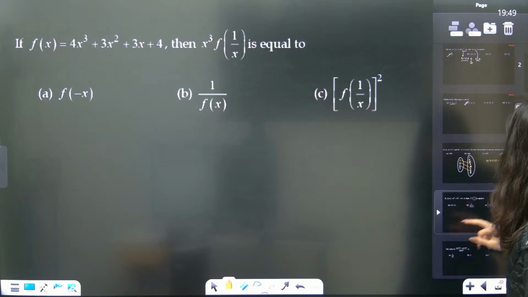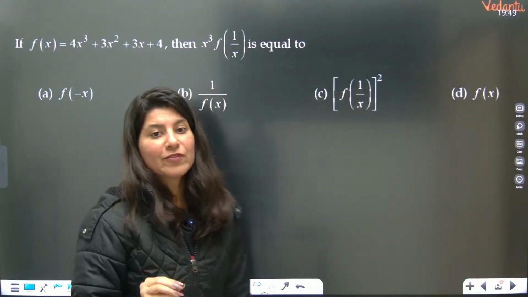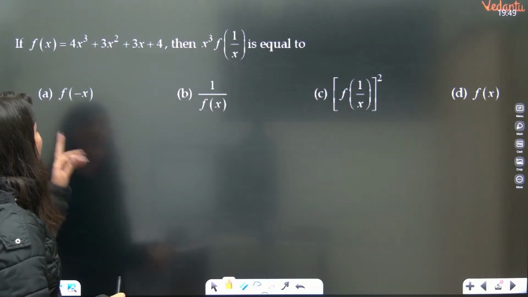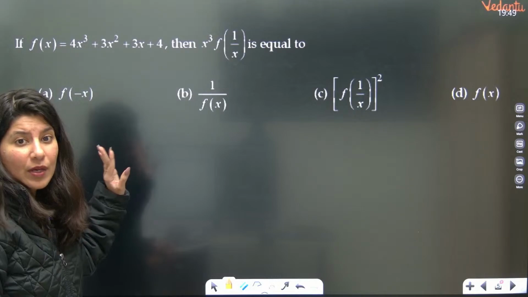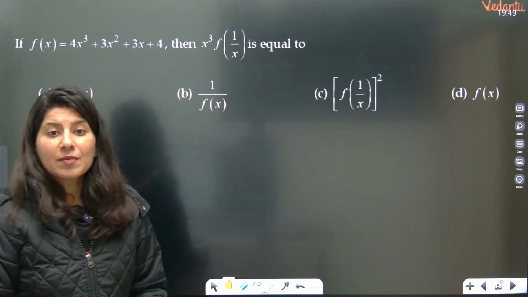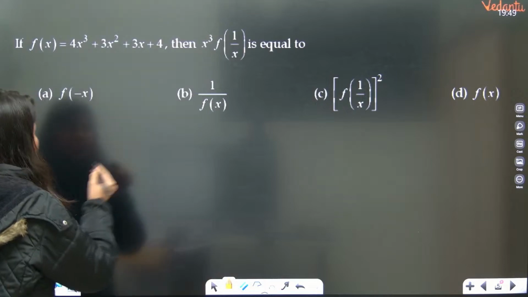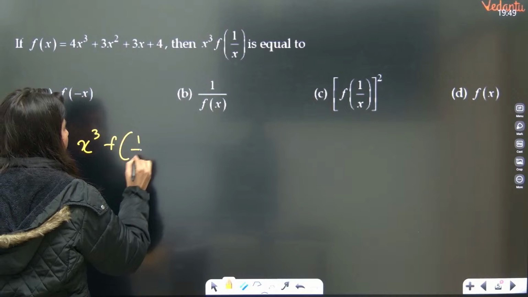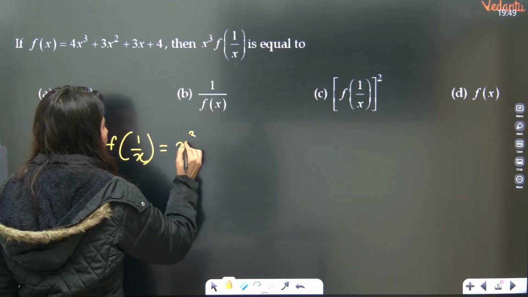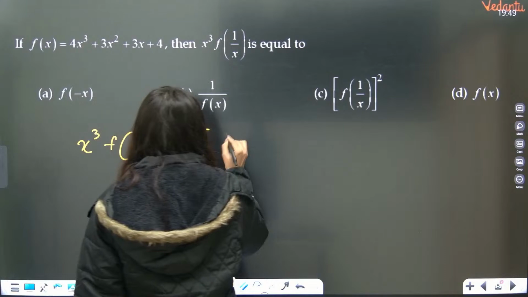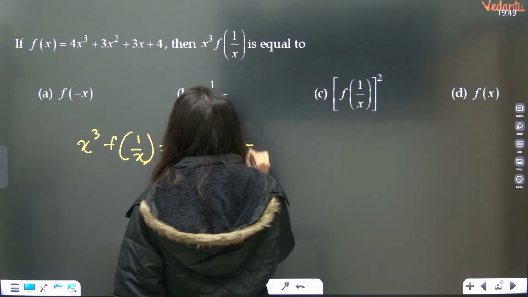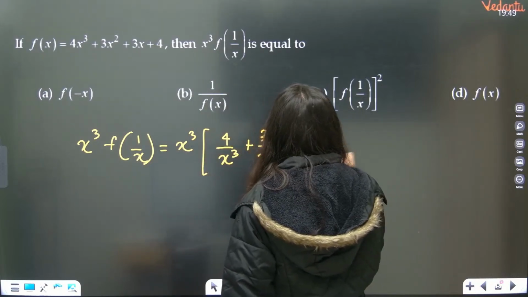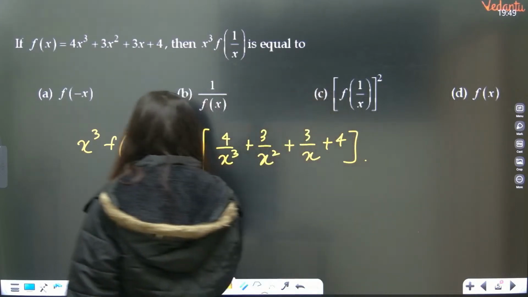Okie dokie. Now we have this question, which is from functions. Now this is not a very difficult question if you observe. So in this question, f(x) is given to you, and x cube into f of 1 by x is what? So let's calculate x cube into f of 1 upon x. x cube f of 1 by x will be 4 upon x cube plus 3 upon x square plus 3 by x plus 4.